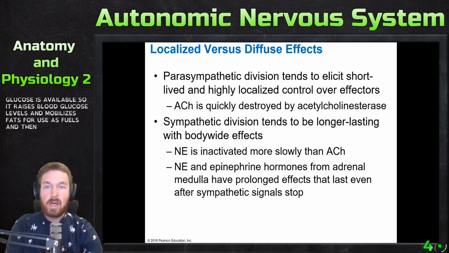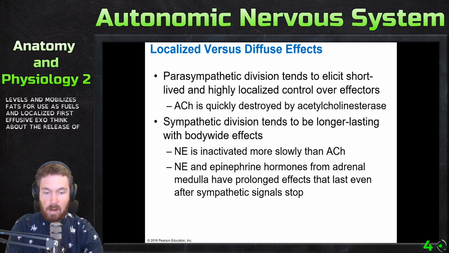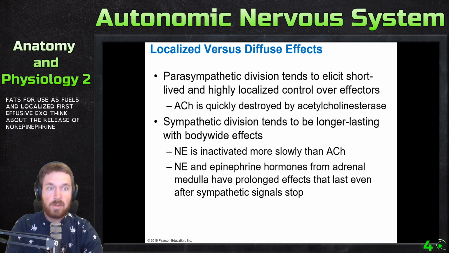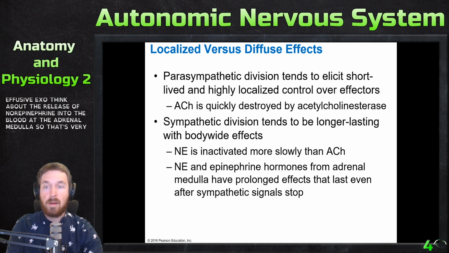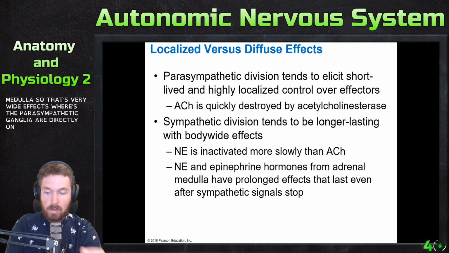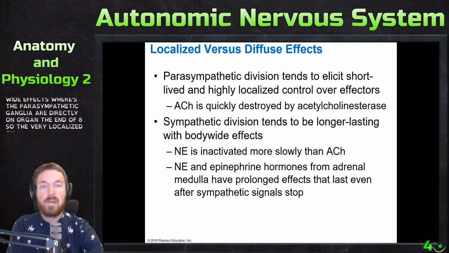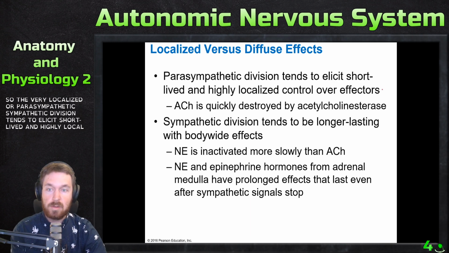And then localized versus diffuse effects. Think about the release of norepinephrine into the blood at the adrenal medulla. That's very wide effects. Whereas with the parasympathetic, those ganglia are directly on the organ they innervate, so they're very localized. So the parasympathetic division tends to elicit short-lived and highly localized control.